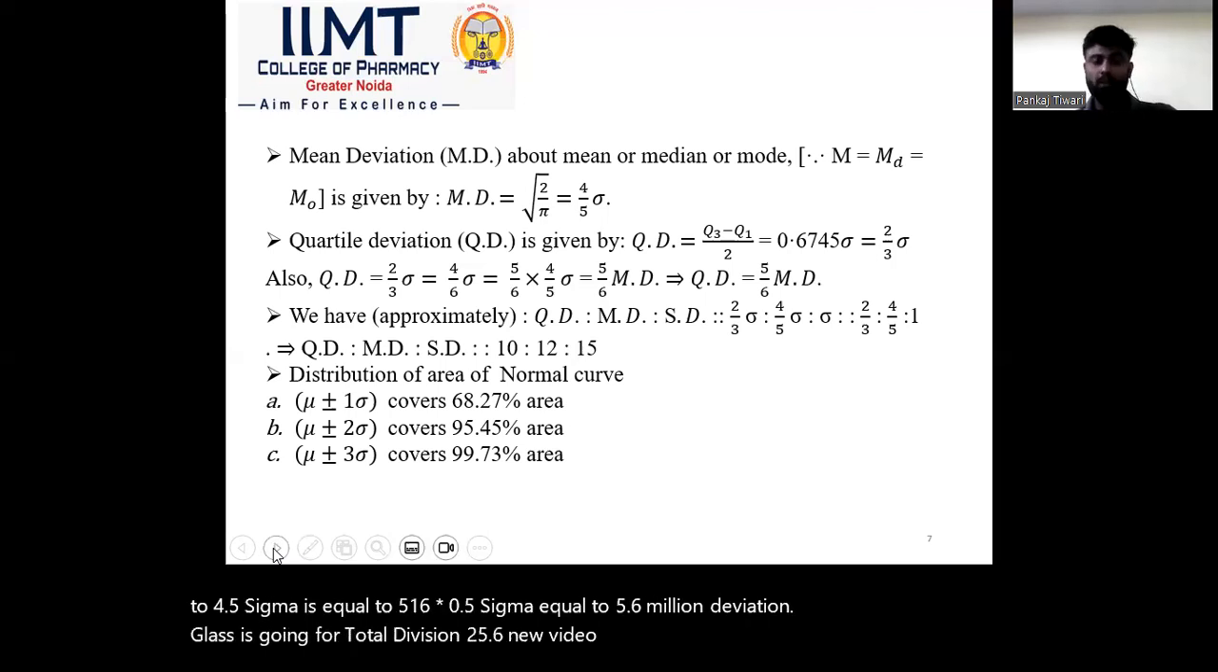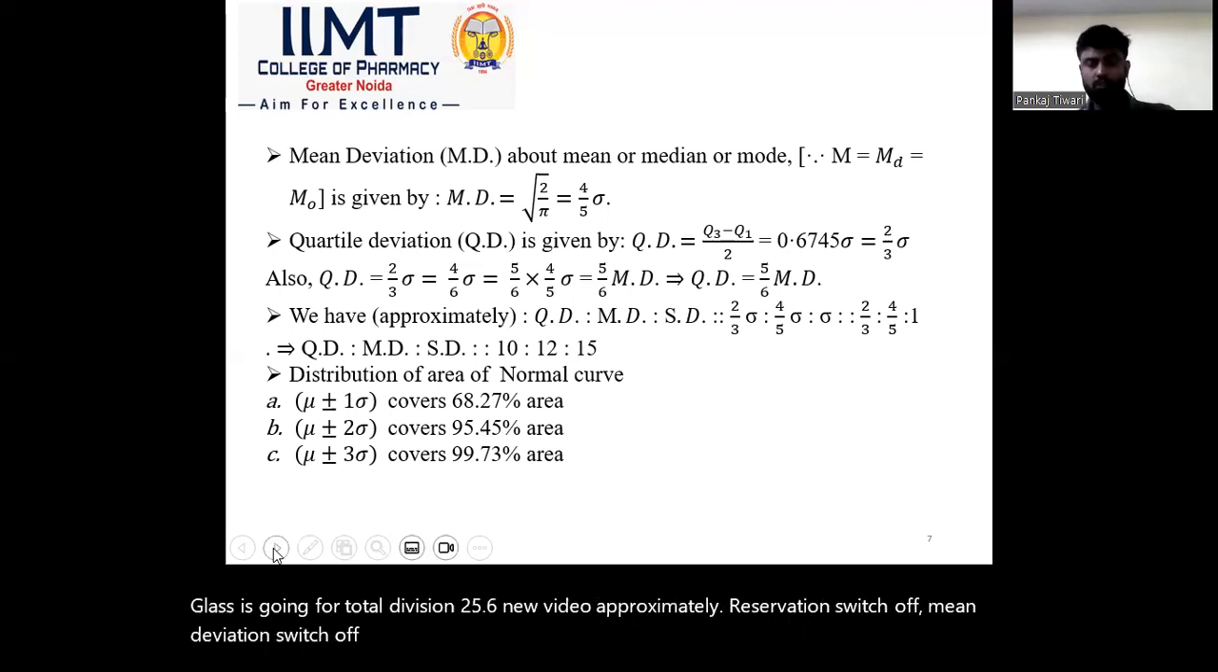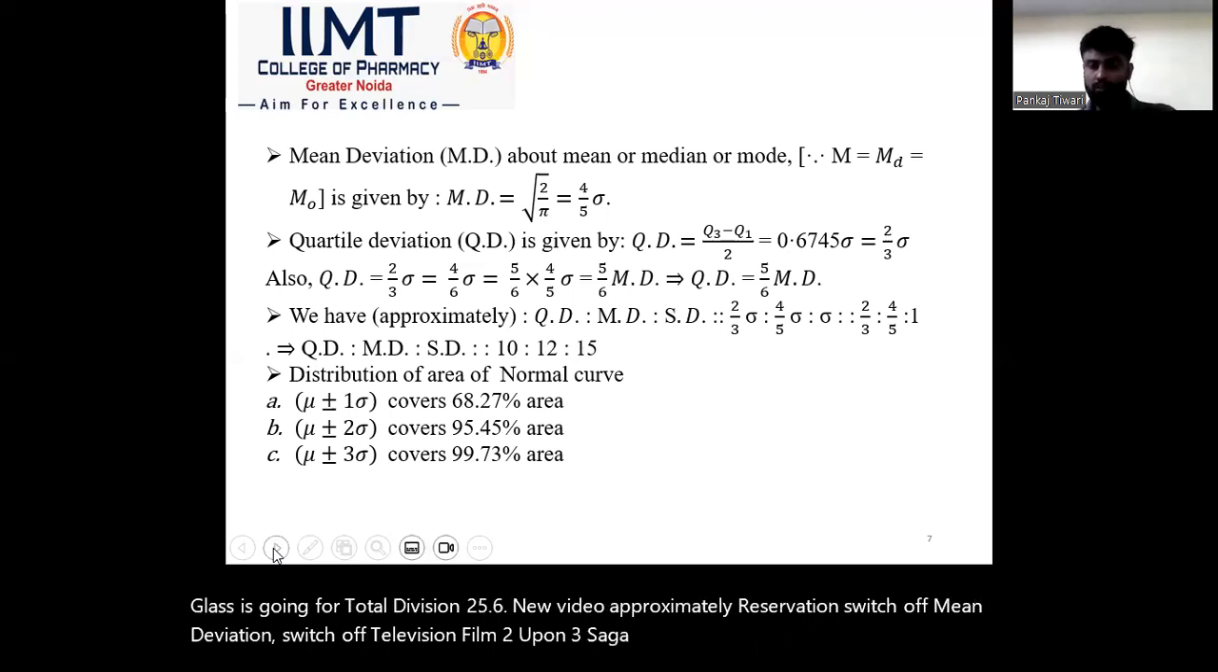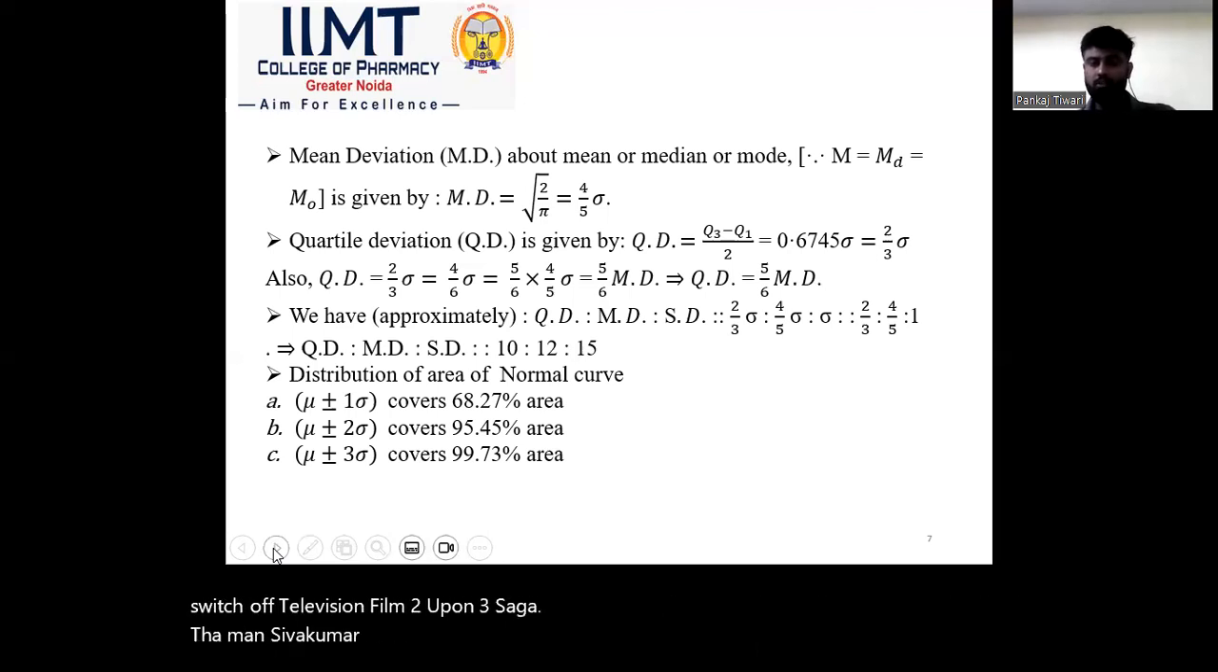Approximately, the ratio of quartile deviation, mean deviation and standard deviation is 2 upon 3 sigma, 4 upon 5 sigma and sigma, that is 2 upon 3 ratio 4 upon 5 ratio 1. The ratio of quartile deviation, mean deviation and standard deviation is 10 ratio 12 ratio 15.